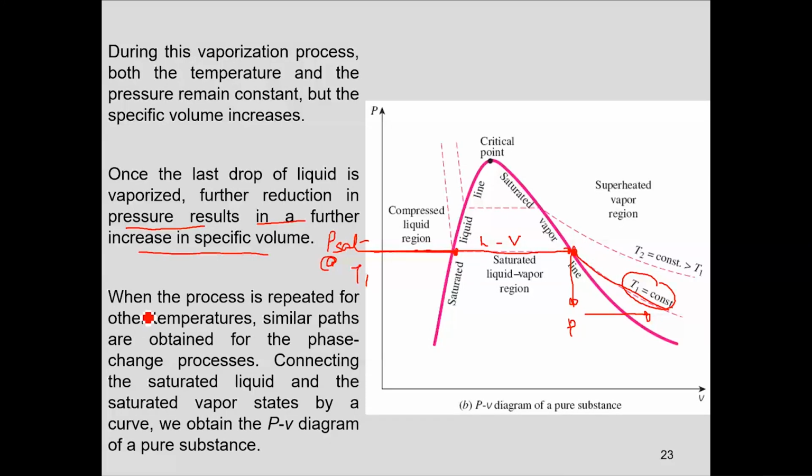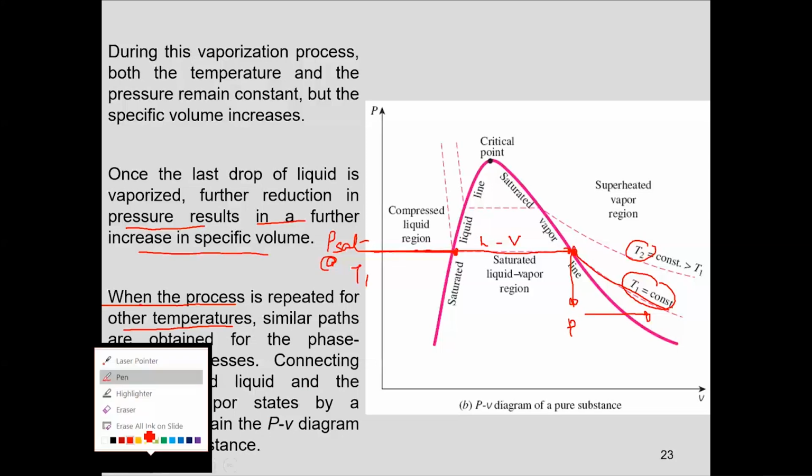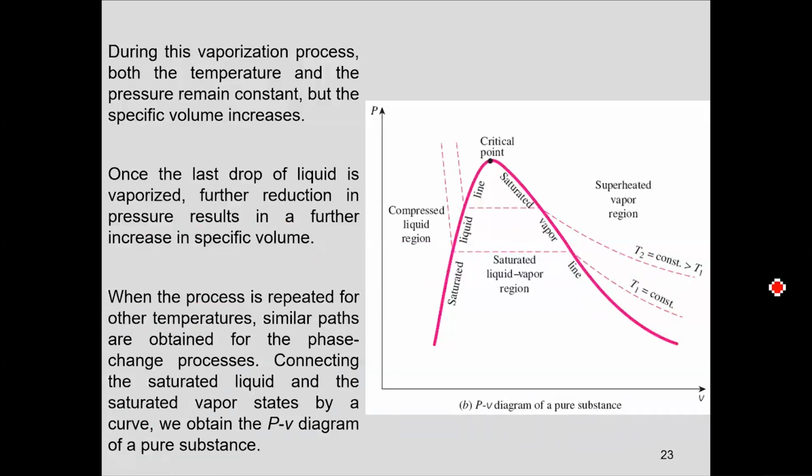Clear enough? Again, when the process is repeated for other temperatures, that is T2, you would see the phase change process take place in the same manner, and connecting the lines would give you the PV diagram for a pure substance. Now remember, this T2 is greater than T1. Why? Because this corresponds to a higher saturation pressure as compared to this pressure. Is the point clear?